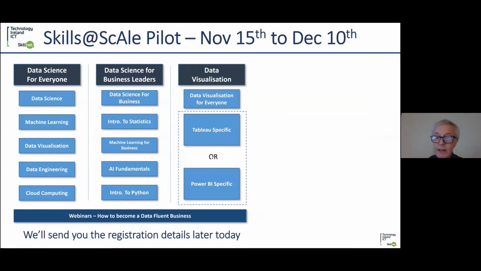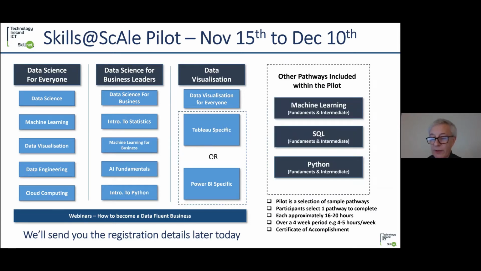The pilot runs for, as I said, a 4-week period. You pick a pathway to go through. It takes about 4 to 5 hours a week, and there's a certificate of accomplishment at the end of it. And why are we doing it? We're doing it because we want to test and validate the pathways themselves, to validate the approach, the content, the quality, and to make sure that it is filling the gaps which we believe exist and which you in industry require.